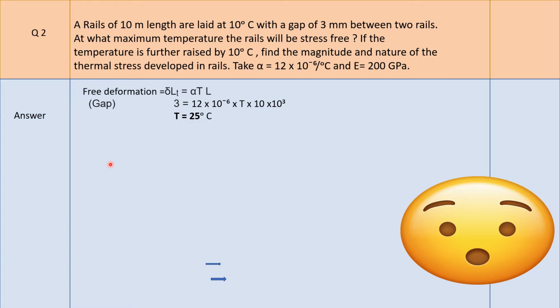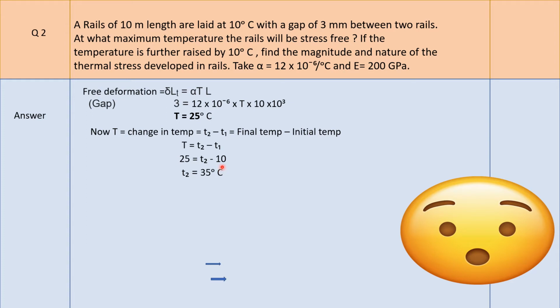Now we will calculate the final temperature. There is an increase in temperature, so T2 will be more. T2 minus T1, final temperature minus initial temperature, will give us the change in temperature. Change in temperature we know is 25. T2 we want to find out. The initial temperature at which the rails are laid, T1, is given as 10. So substitute T1 as 10. Change in temperature is 25, and when 10 comes on this side it will become 35.